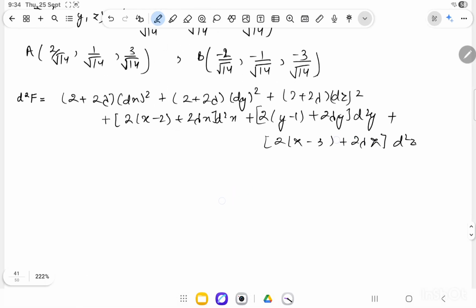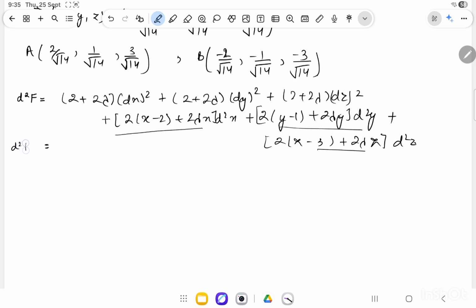So this is the value of the second order total derivative of F, and if you observe, at these points A and B we get these terms as 0, because by taking those only we reached points A and B.